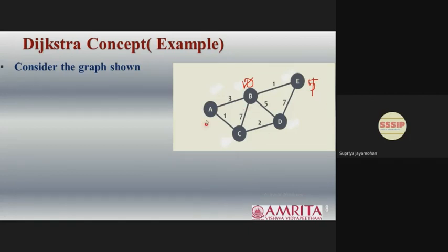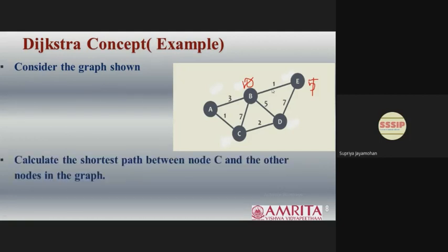If you see this particular diagram, between node A and node C we have a distance of 1. Between node B and node C, we have a distance of 7. Between node A and node B, we have a distance of 3. Between B and D, we have a distance of 5. Between D and E, we have 7. And between node B and E, we have a value of 1. So these are the distances between the nodes. We will be considering C as our reference node and trying to calculate the various distances.